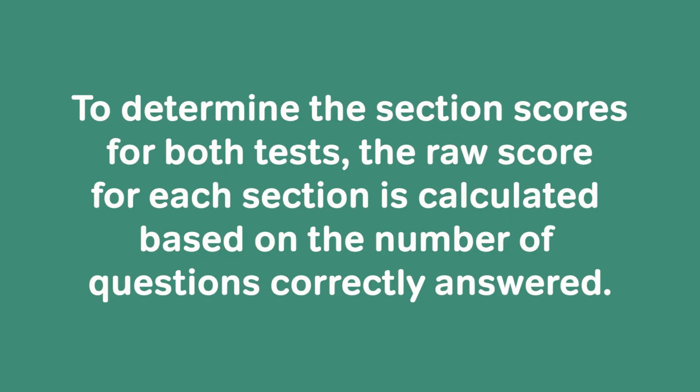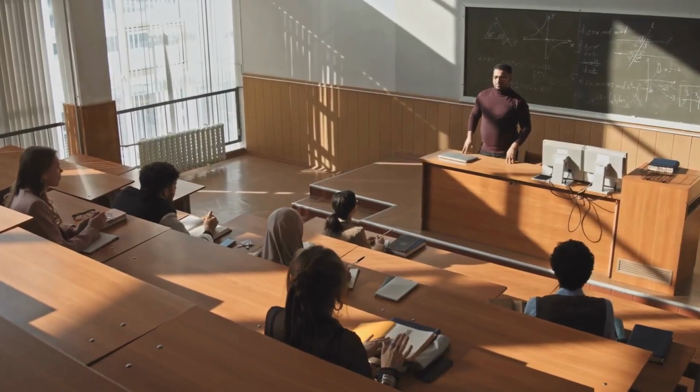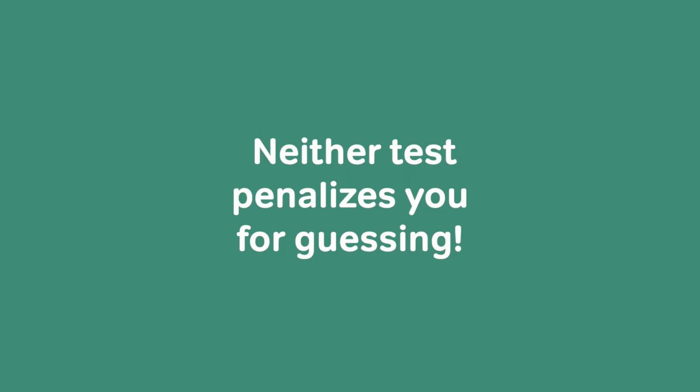Despite the differences in the scoring between GRE and SAT, there are a few commonalities in scoring. To determine the section scores for both tests, the raw score for each section is calculated based on the number of questions correctly answered. Then the raw scores are converted to the respective scaled scores, which adjust for variations in test difficulty. Also, neither test penalizes you for guessing.